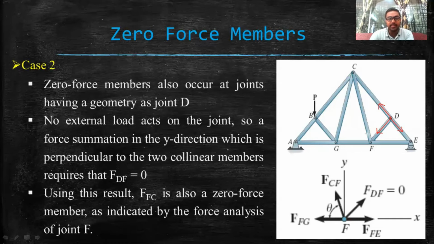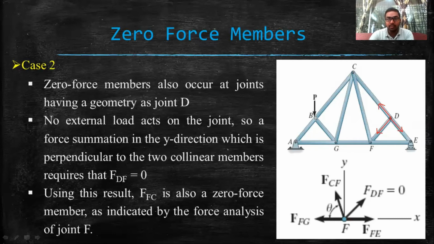Before going to that part, I want to say one thing: you can see the geometry of joint D and joint B is very similar. There is no basic difference between these two. But in the case of BG, it will not be a zero force member.